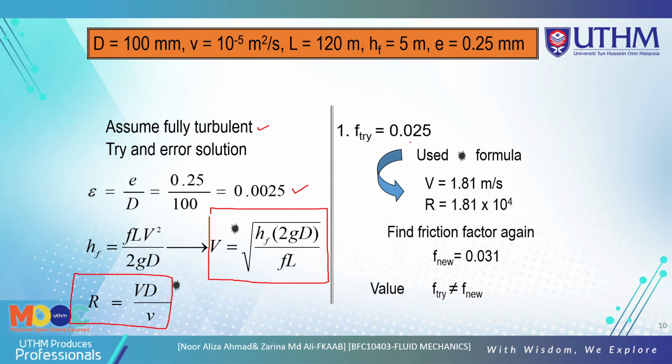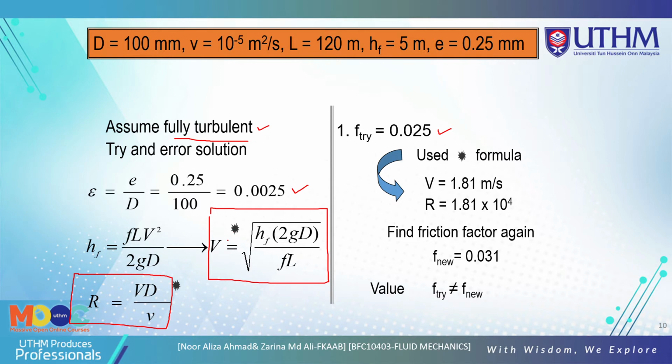Why do we use 0.025? When we assume fully turbulent flow, that means in the Moody chart you must take a value from 0.025 and above. Maybe you can also use 0.02 and above. So for the first trial, the F trial is 0.025.